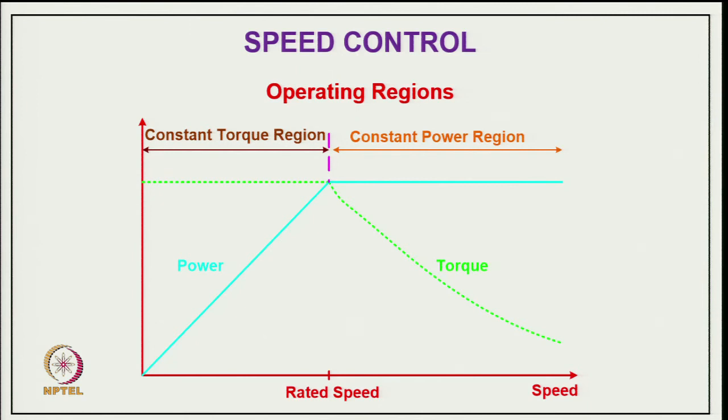Up to rated speed you will get constant torque. After that torque will reduce because flux is reduced. Power is proportional to speed into torque, so below rated speed, where torque is constant, power is proportional to speed, and above it power is constant because speed is increasing while torque is reducing.